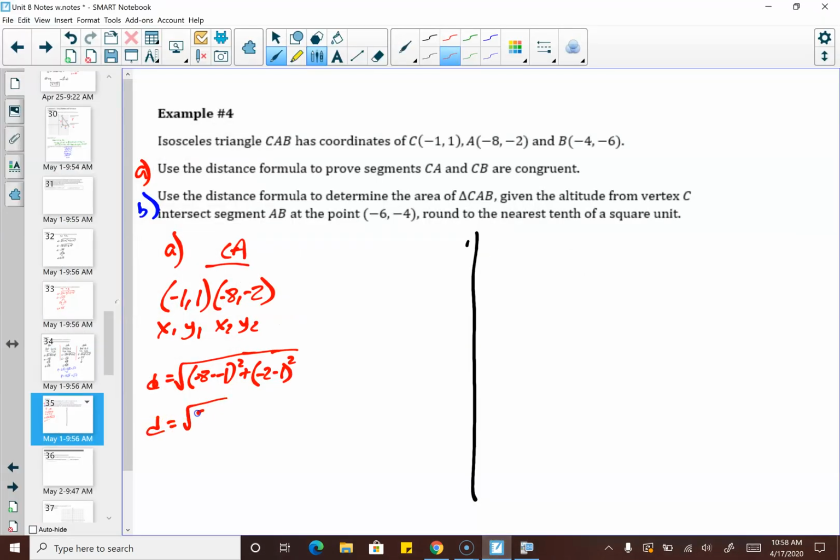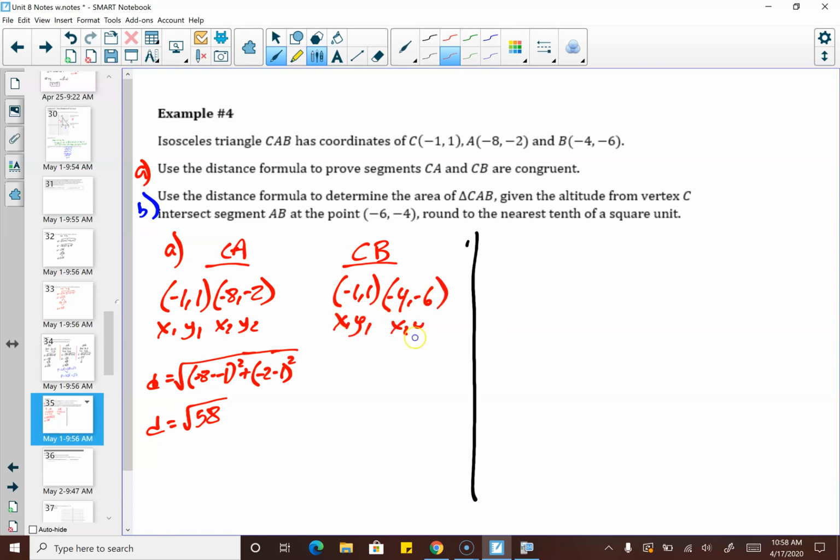Now, I'm not going to simplify that because ultimately what I'm just trying to do is compare that CA and CB are the same. So if I simplify them, they'd be the same. But if I don't simplify them, they should also be exactly the same. So I'm not going to worry about simplifying it since I'm just comparing them. And then CB would be -1, 1, and -4, -6.